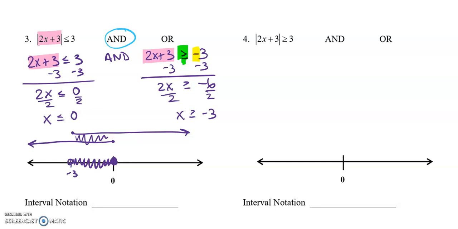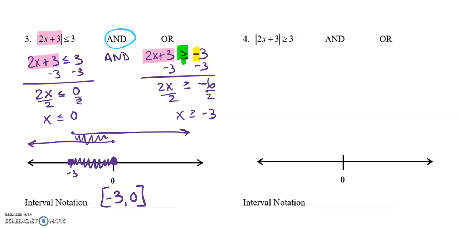Close dot because I'm equal. Interval notation, since I'm equal, I will have brackets on both the negative 3 and the 0. Again, one piece for the and.